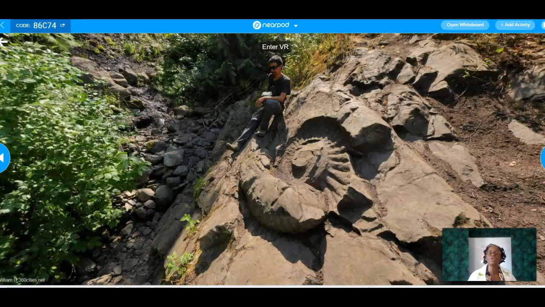You can allow the students to enter into this field trip on their own, or you can do it with them straight by yourself or using this script.